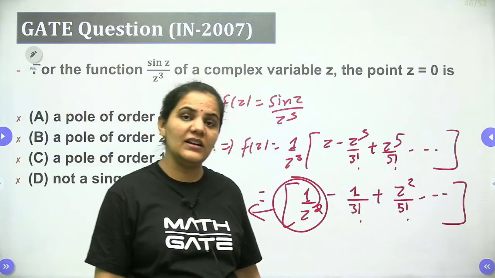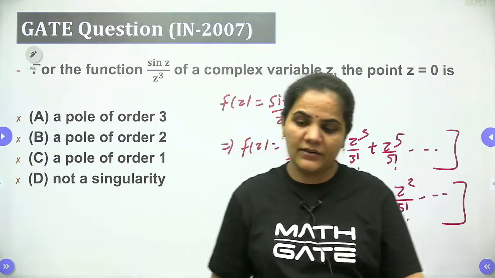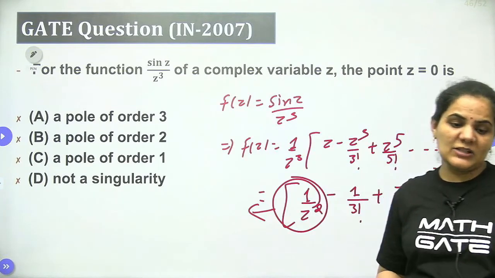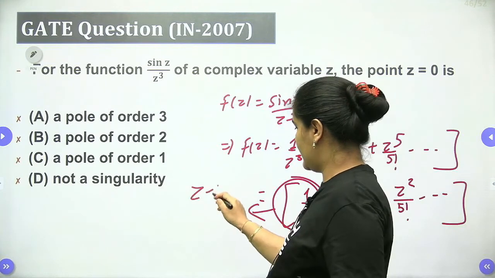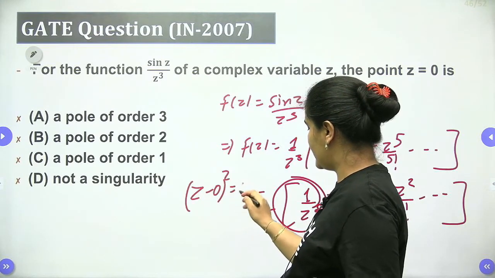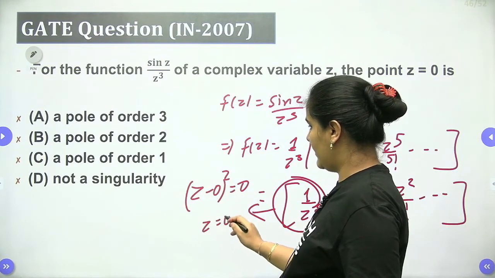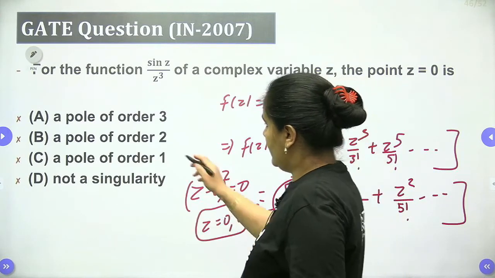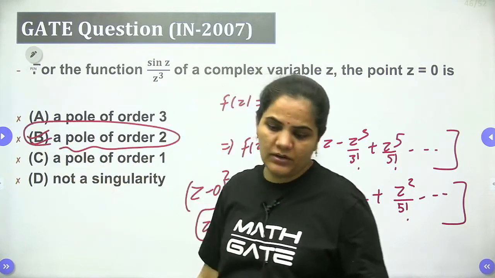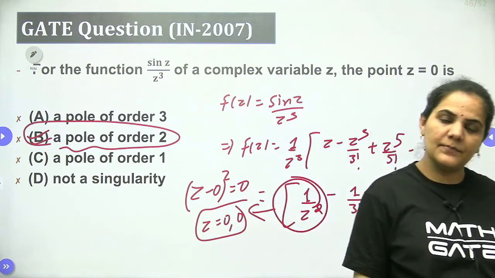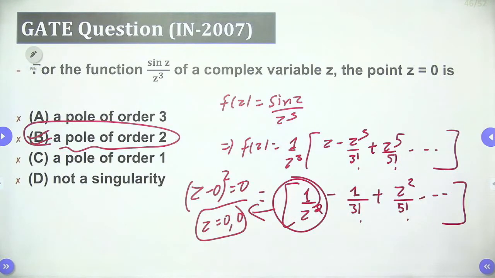Many students think that the order will be 3, but when we expand it, the order will be 2 only. We can see here that the coefficient of the z minus 0 whole square term is what determines it. So we can say the pole will be of order 2. So that's why the result is that the pole is of order 2 only. Clear? So we can conclude it, guys.